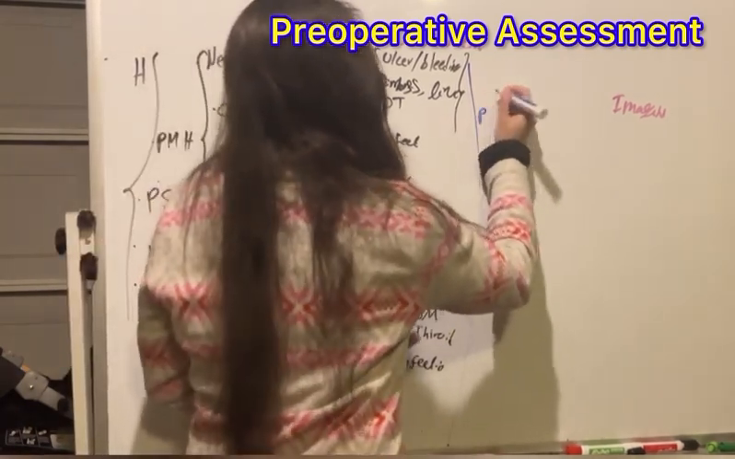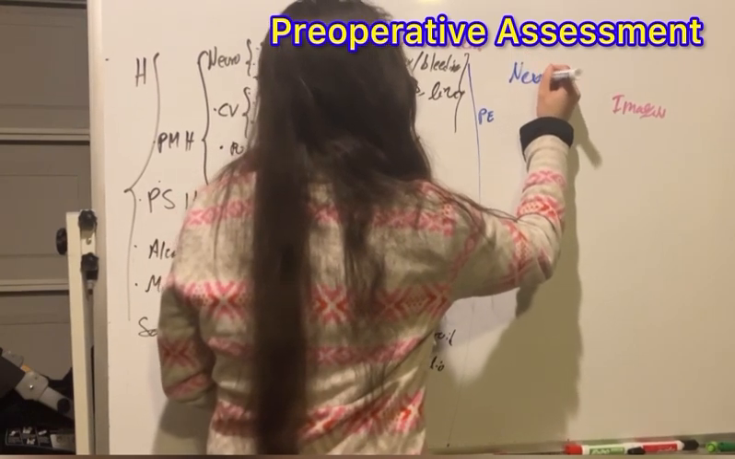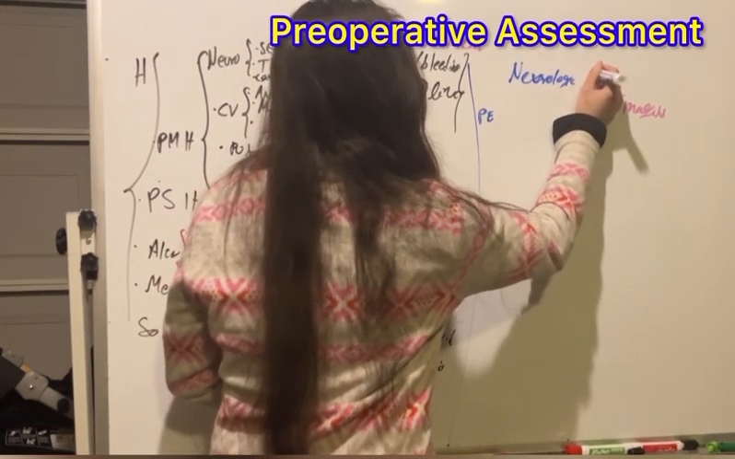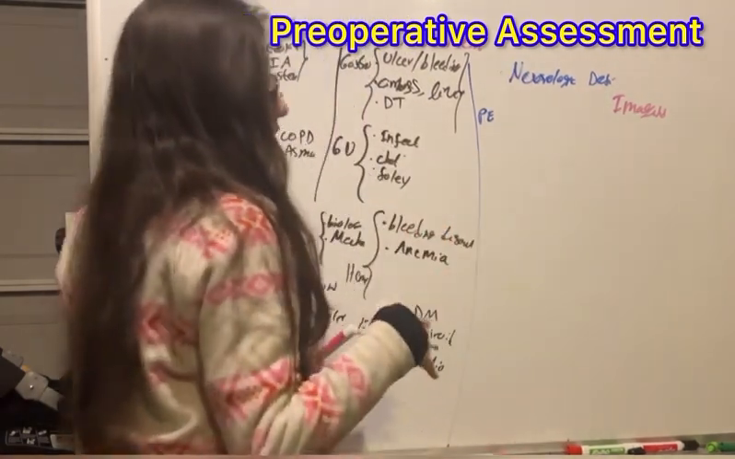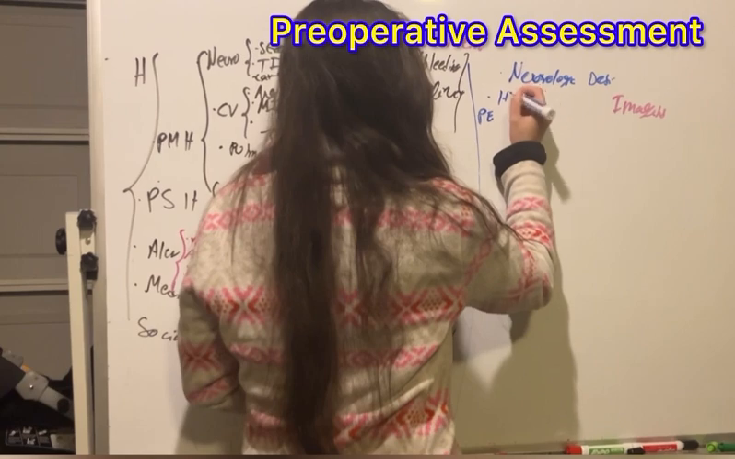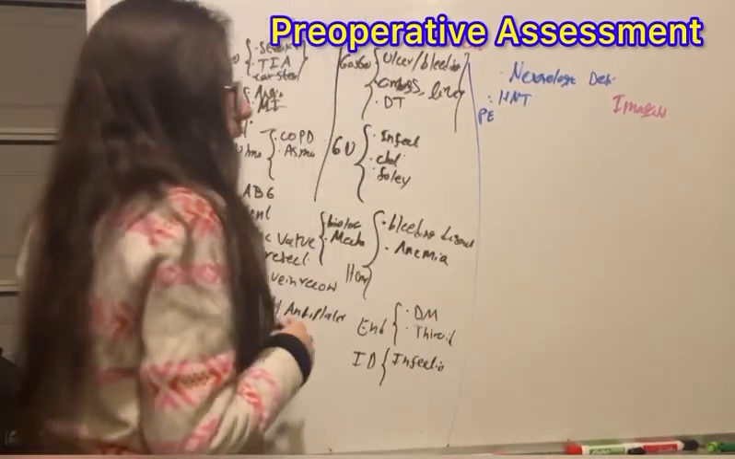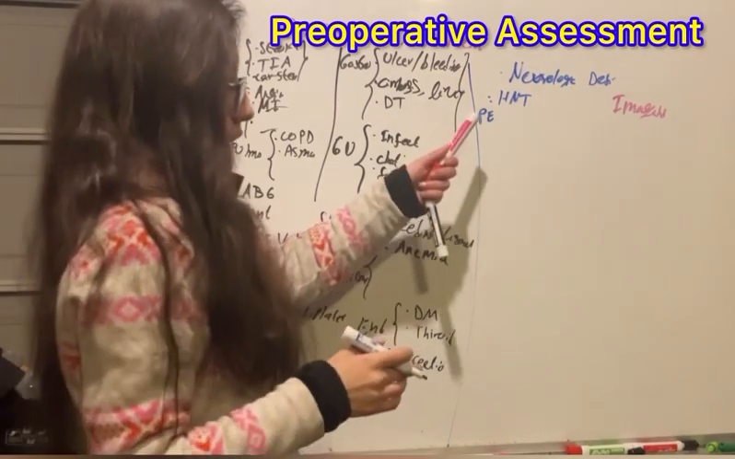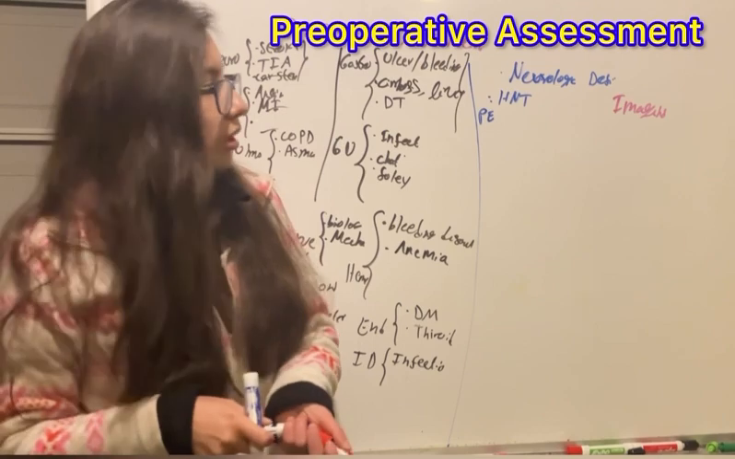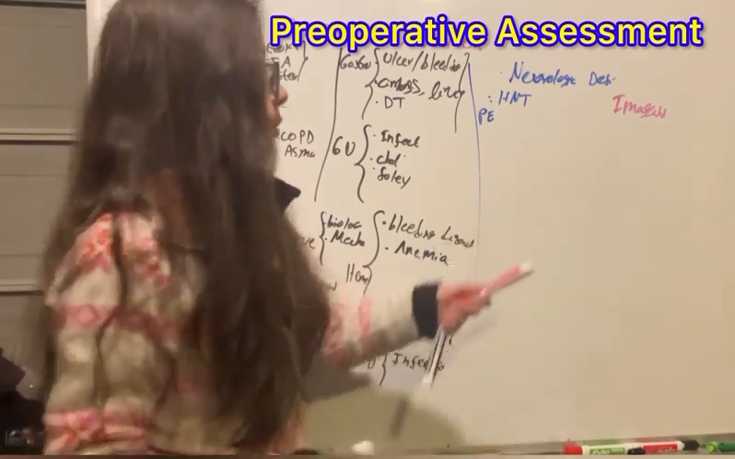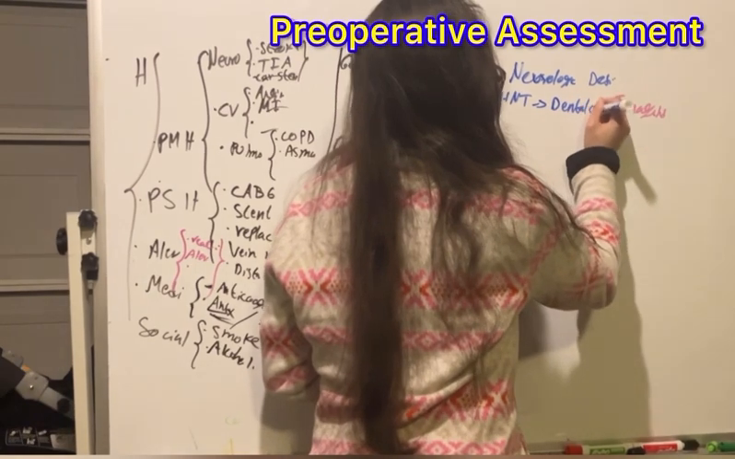So in the physical examination we have neuro, so any neurological deficits, neurological examination. Head and neck examination, and this is, for example, if the patient is going to have a valve replacement surgery, so we need to investigate for dental caries.